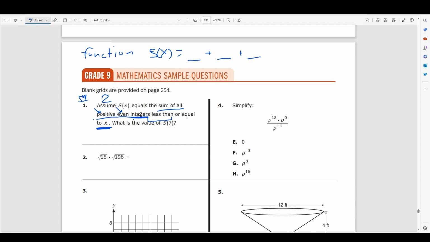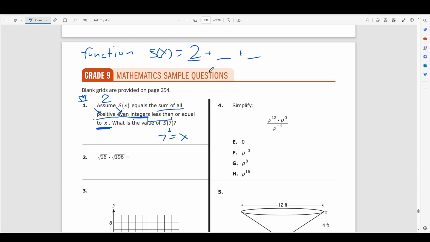What are integers? Integers are numbers that are not fractions. They're whole numbers that can be positive or negative. In this case, they have to be positive. So it's positive, even, whole numbers that are less than or equal to x. In this case, s of 7 says that x is equal to 7. So what are the positive even integers that are less than or equal to 7? Well, our first positive even integer is going to be 2. It's not going to be 0 because 0 is not positive or negative.